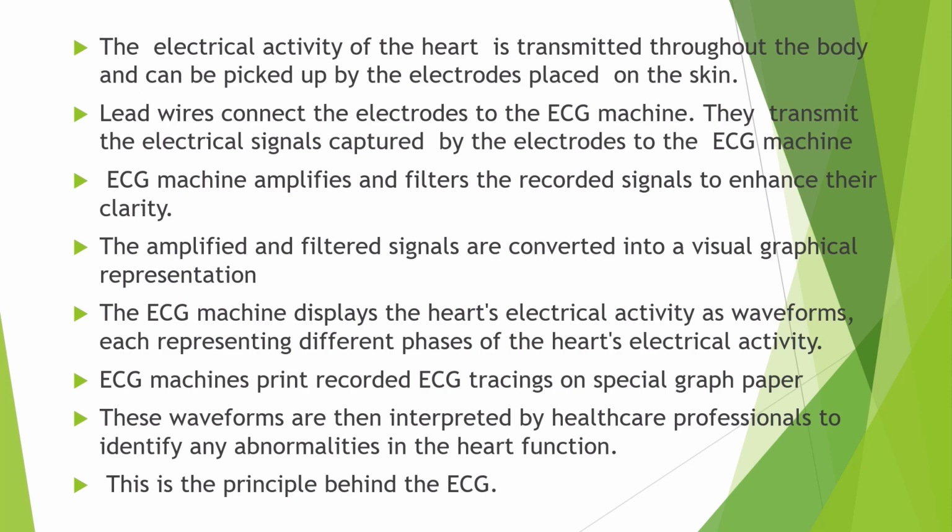The ECG machine displays the heart's electrical activity as waveforms, each representing different phases of the heart's electrical activity. ECG machines print recorded ECG tracings on special graph paper. These waveforms are then interpreted by healthcare professionals to identify any abnormalities in heart function. This is the principle behind the ECG.